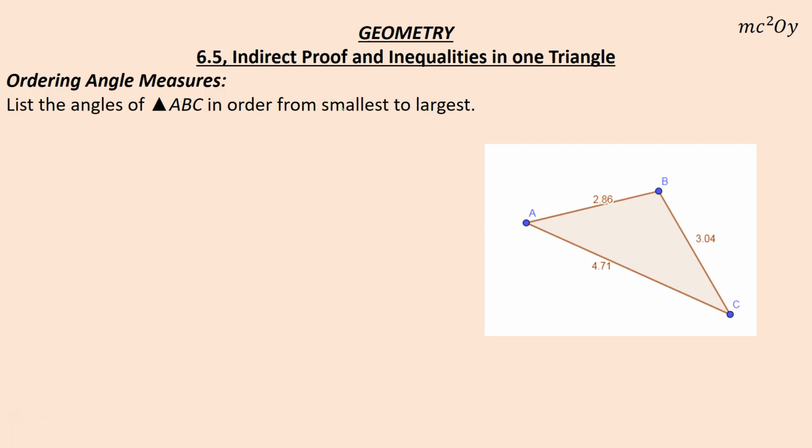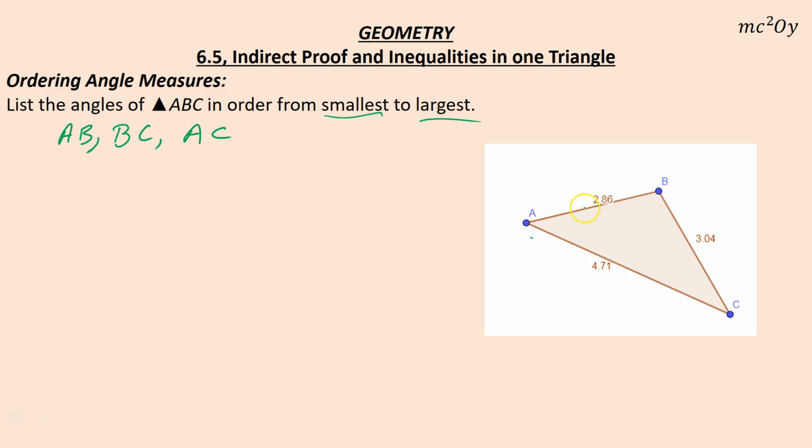So the first thing, if I know the angles are tied to the sides and I want to go smallest to largest, I'm going to list the smallest side first, so AB. And then I'm going to list the medium side, which is BC. And then I'm going to list the longest, which is AC. Okay? So now I want the angles. Well, from smallest to largest.